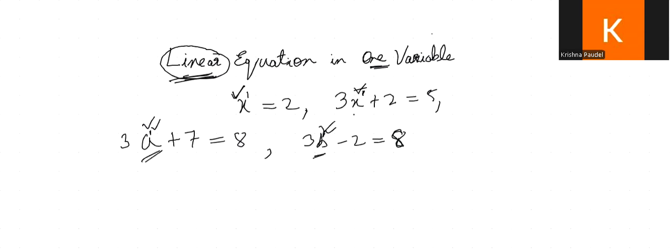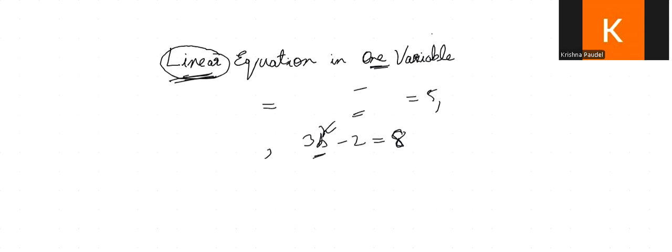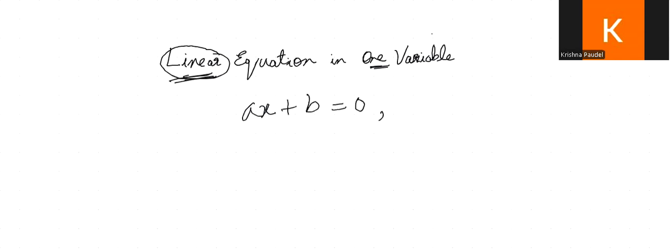So generally, a linear equation in one variable comes in this form: ax plus b equal to 0. Here a and b will take values from real numbers, and a cannot be 0, because if a becomes 0, then it will no longer be a linear equation, it will be just an equation. So we should know the general form of a linear equation in one variable, which is ax plus b equal to 0. The values of a and b will be from real numbers, and a cannot be 0.